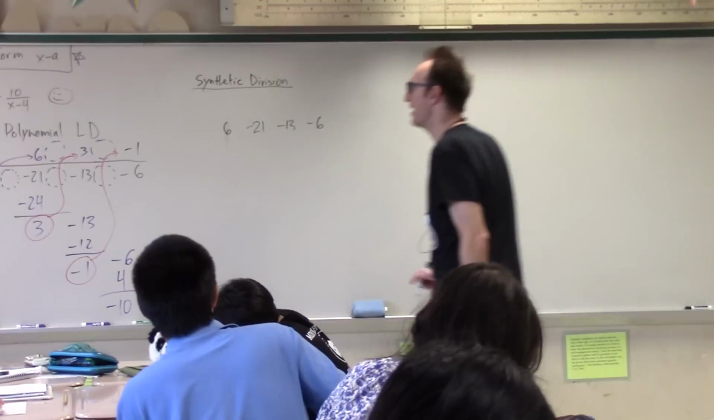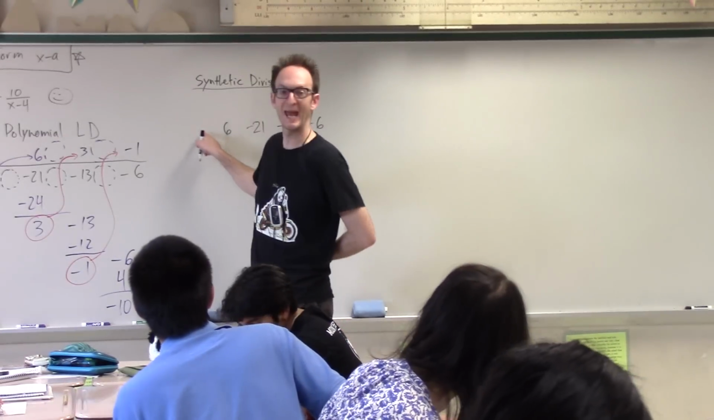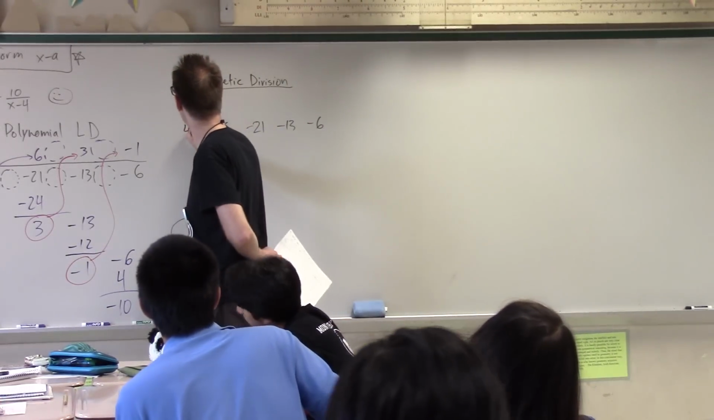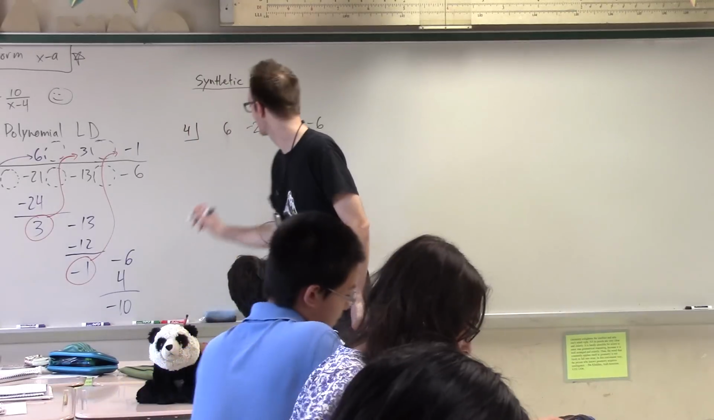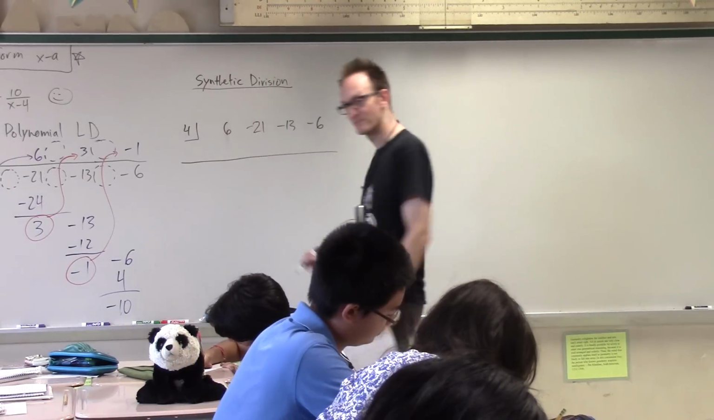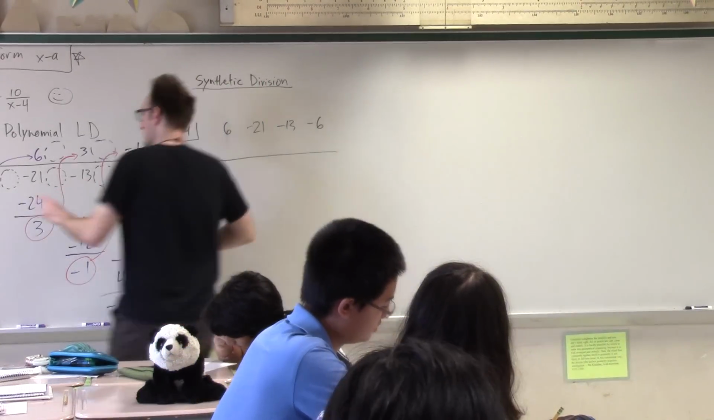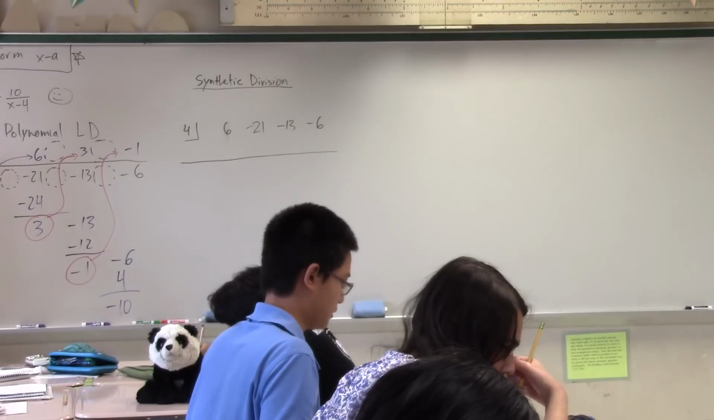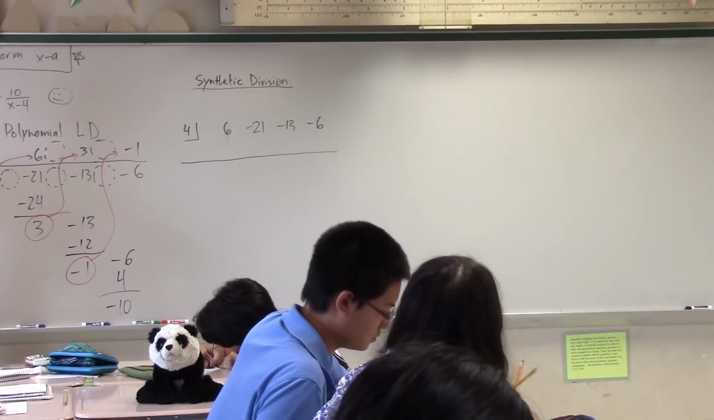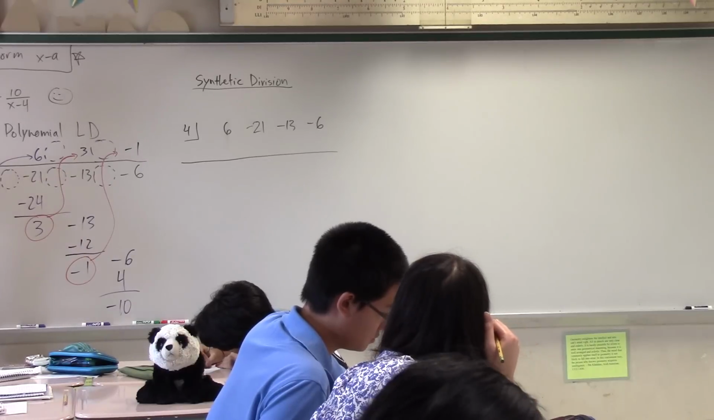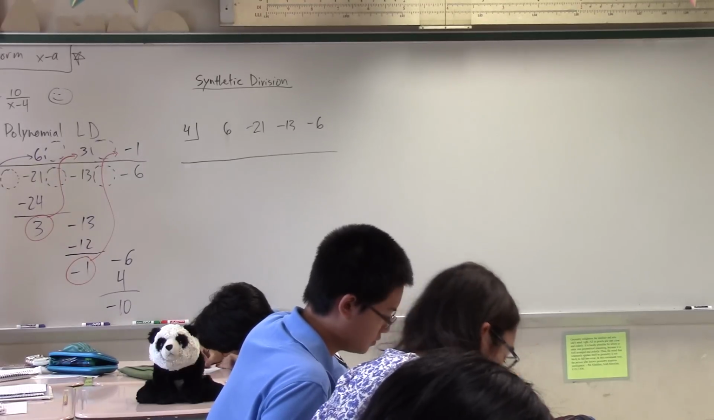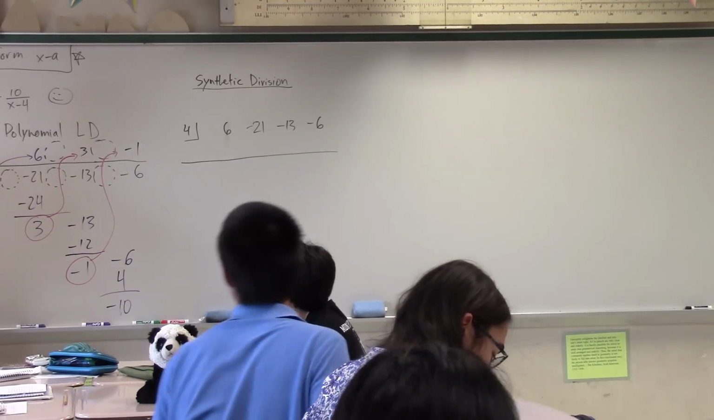All right, and now I am dividing through by x minus 4. But instead of writing x minus 4, I'm just going to write 4. Okay? And now, watch this. Going through these steps carefully, what's the very first thing you do in ghost polynomial long division? No, the very first step. Oh, the 6.